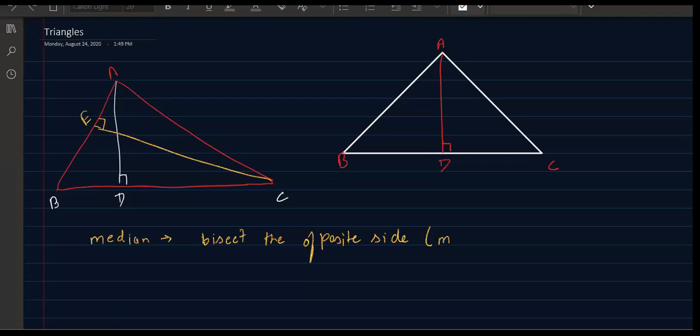Okay, so the median bisects the opposite side, but it may or may not be perpendicular. Okay, it may or may not be perpendicular. That's the thing. It may or may not.